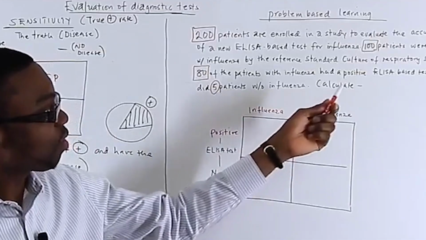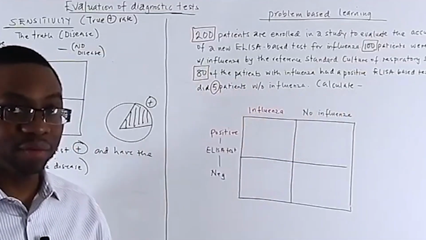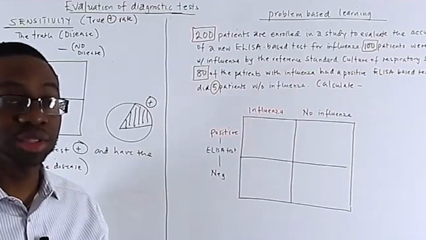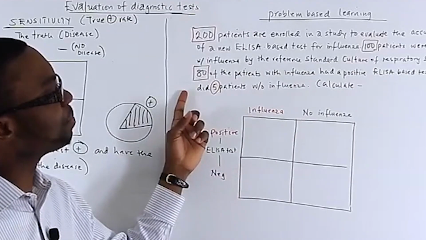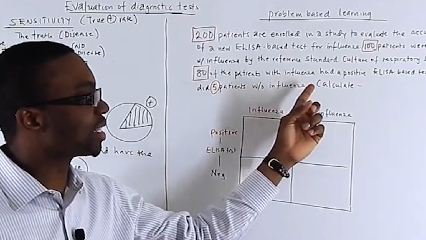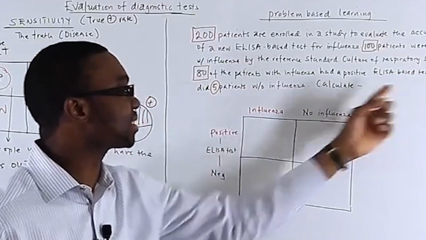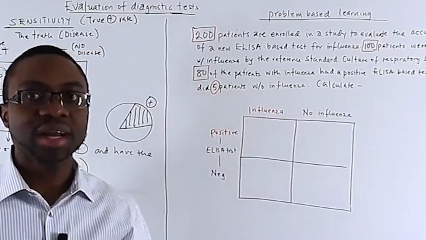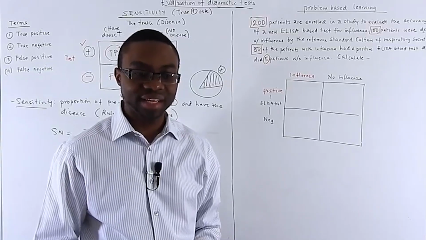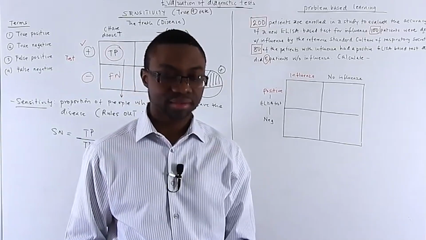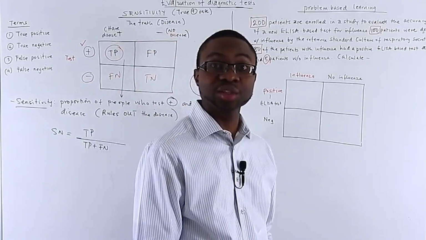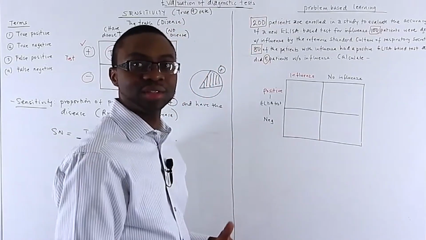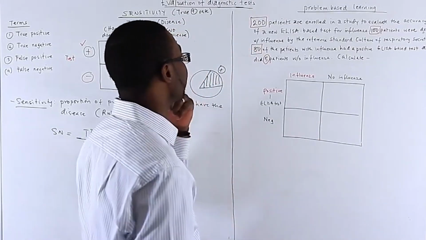100 patients were diagnosed with influenza by the reference standard culture of respiratory secretions, and 80 of those patients with influenza had a positive ELISA-based test, as did 5 patients without influenza. Calculate the sensitivity of this test. So let's fill out the 2x2 table. This is how they're going to present it to you on the exam day.